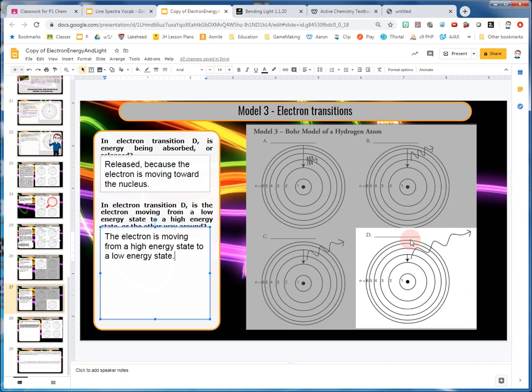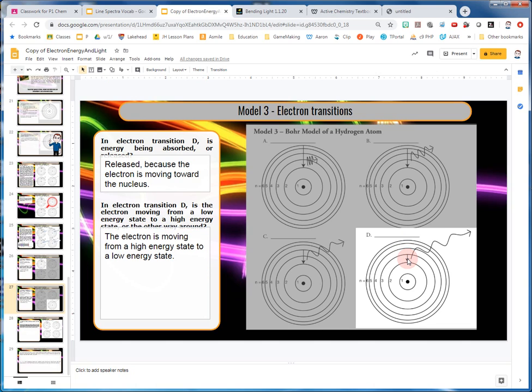Probably I shouldn't say high or low. I should say higher and lower, because all of this stuff is relative, right? Is n equals 3 a high state or a low state? Well, it depends on where it's going, right? If it's going from N3 to N6, well, in that case, N3 would be a lower energy state. But if it's going from N3 to N2, then in that case, it's going from a higher state down to a lower state.